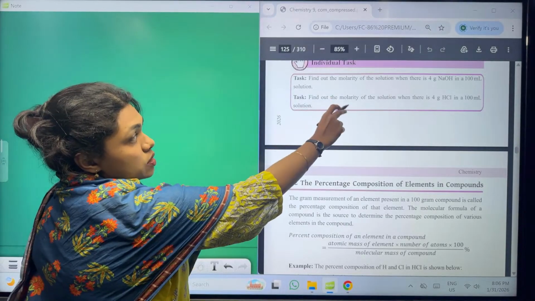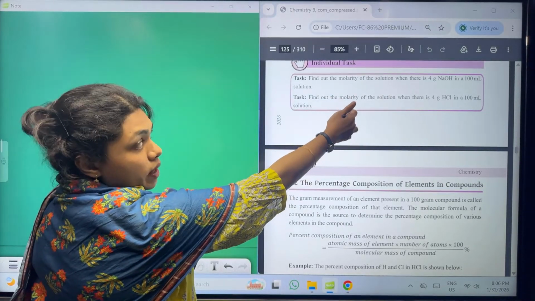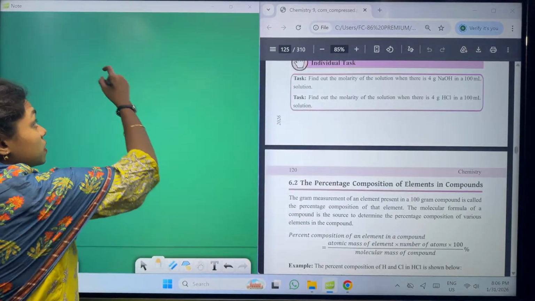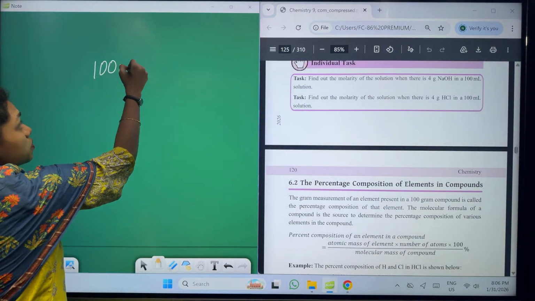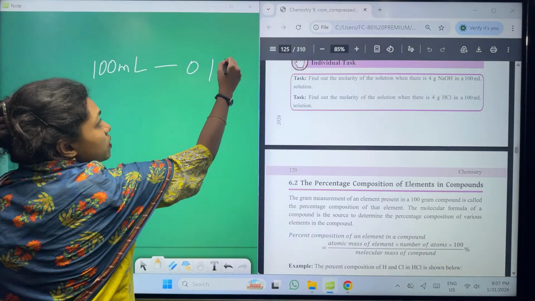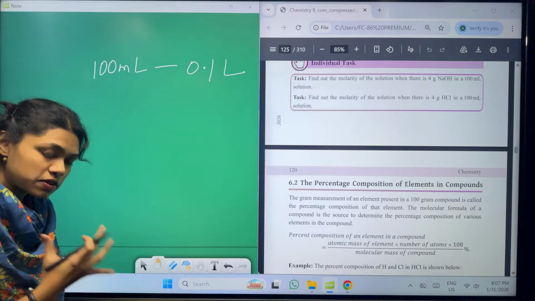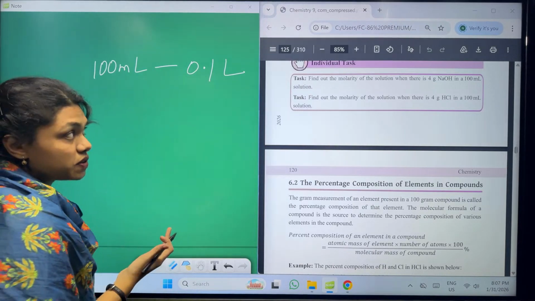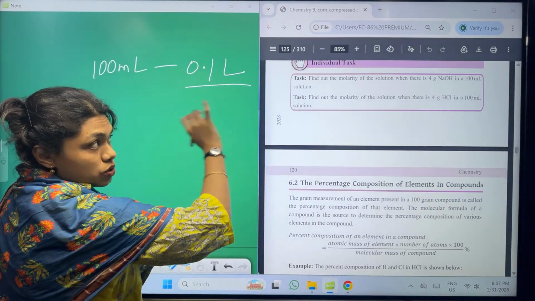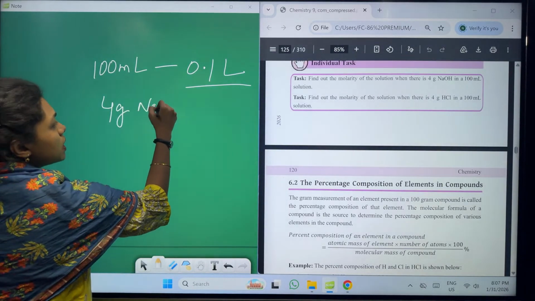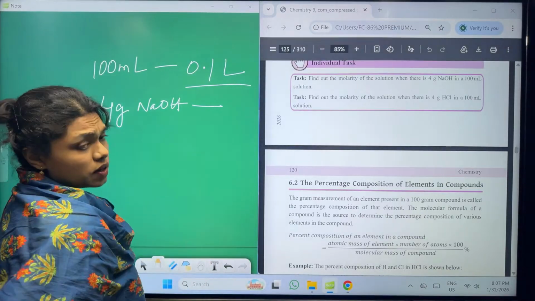Okay, find out the molarity of the solution when there is 4 gram NaOH in a 100 ml solution. Now, what is given? The volume is given 100 milliliter, or this is equivalent to say 0.1 liter. If you do not know how to convert, I have discussed this in my previous video. You can follow the previous video. Now, I have 0.1 liter solution and I have 4 grams of NaOH.